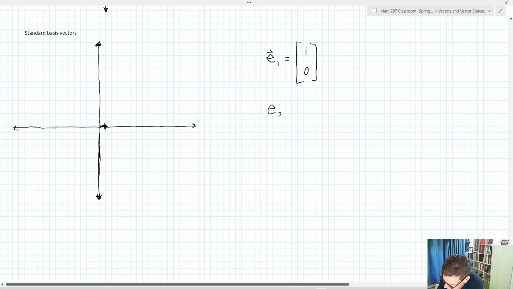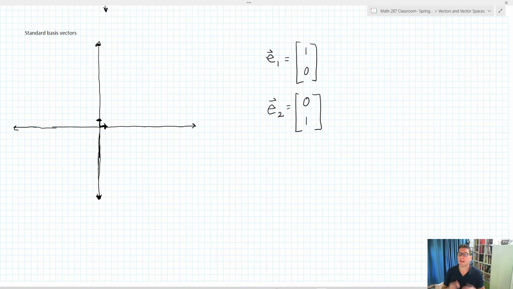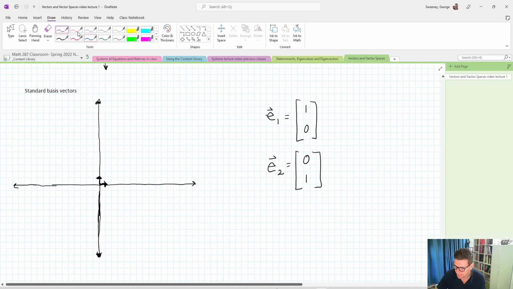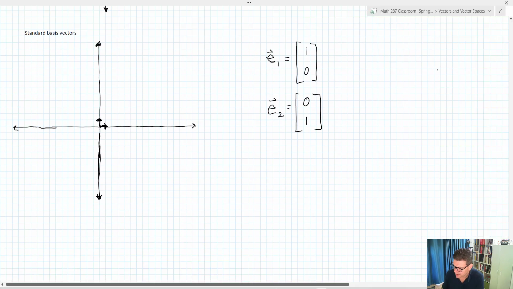Then we're going to have E2, and that's going to equal 0, 1. That is basically a stand-in for the y-axis. It's a unit vector on the y-axis. The thing is that we can write any vector on the x-axis as a scalar multiple of E1.